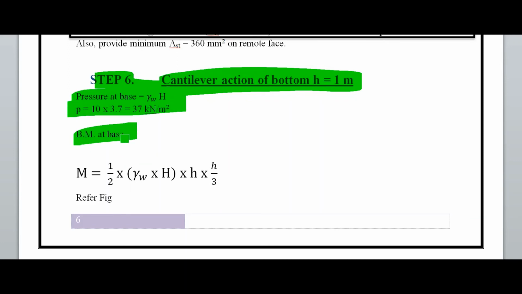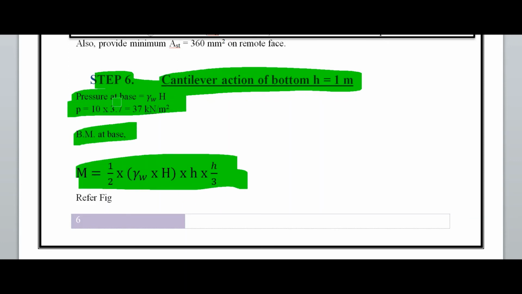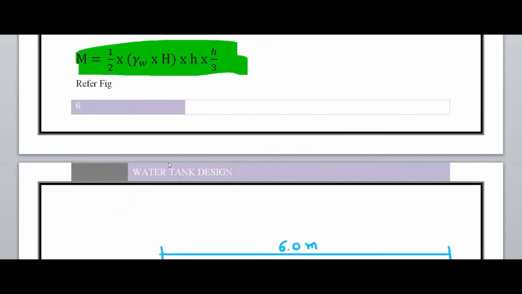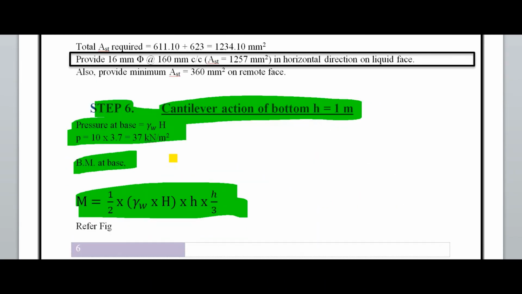So pressure H is given, then the bending moment. Here you can see this figure. We have completely designed for the 2.7 meter, which means this design is completed. Now we are going to design this bottom portion for 1 meter, so we are going to find the moment for the 1 meter. So the pressure at the base is gamma W into H, total height into density. So P is equal to 10 into 3.7. So we found the pressure, but the bending moment is at h by 3, small h by 3.